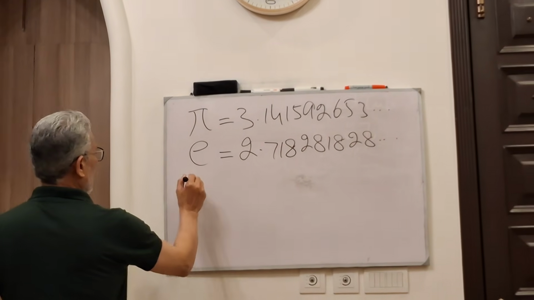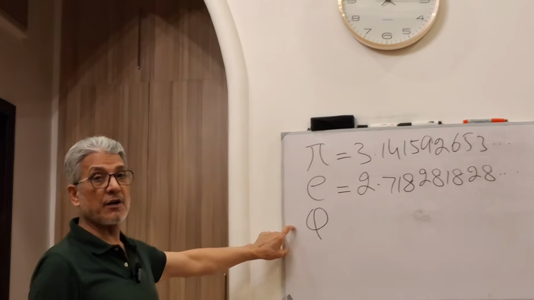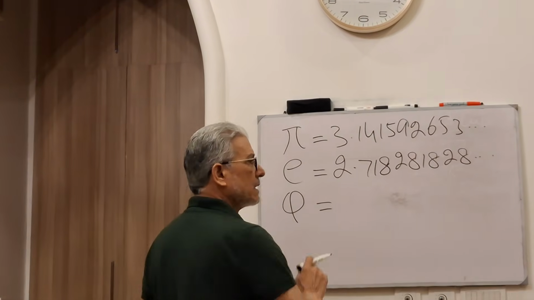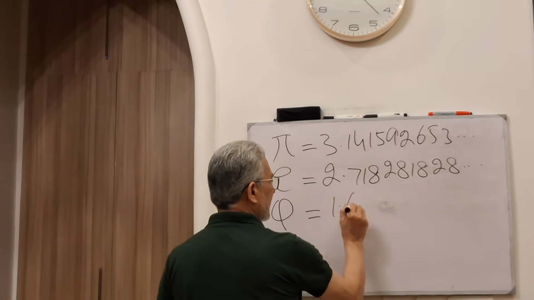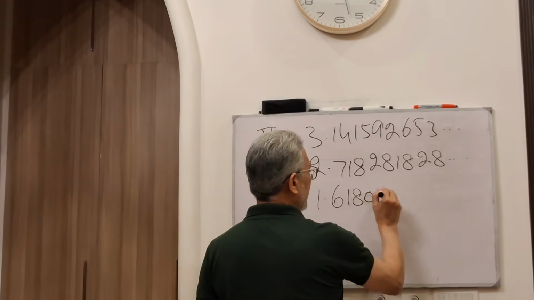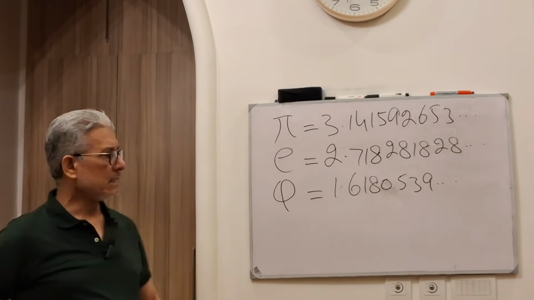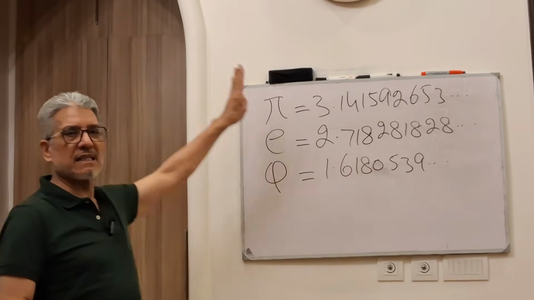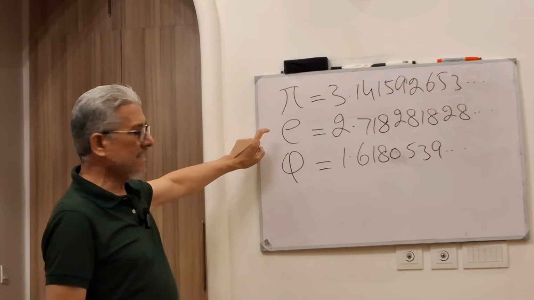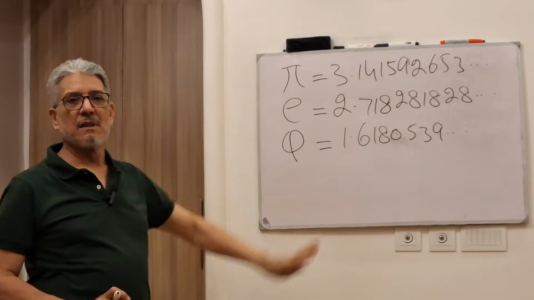Then is phi. It is called golden ratio, and its value is 1.6180539 and so on and so forth. It keeps going. It's also unending. So this is also an irrational number. So pi, Euler's number, and phi, they are irrational numbers.